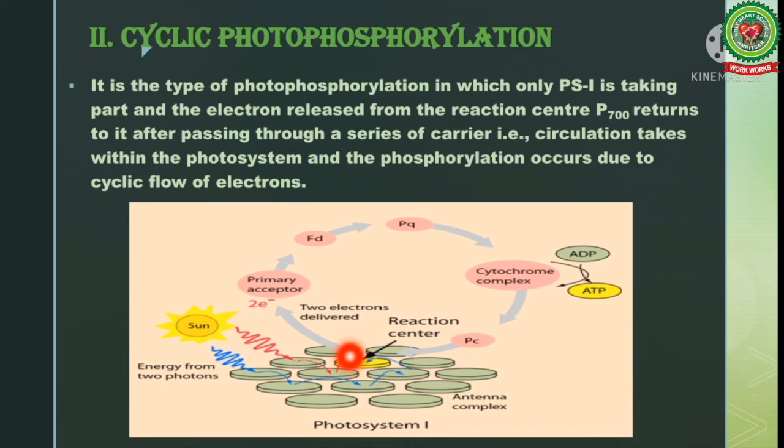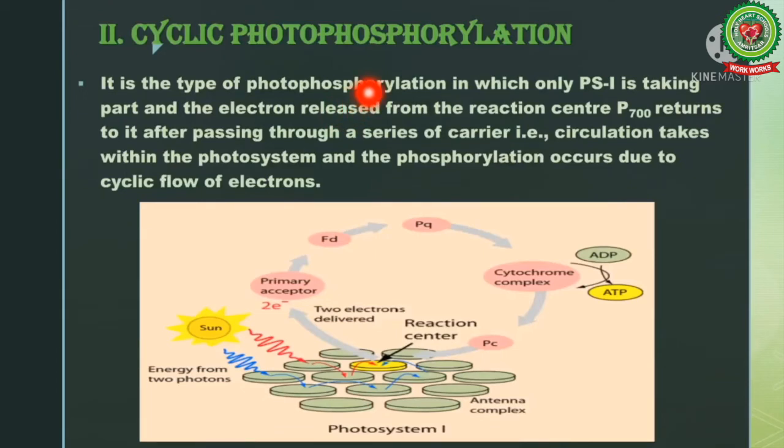The pigments of photosystem 1 absorb specific wavelengths of light beyond 680 nanometers and become photoexcited. After photoexcitation, electrons are released and transferred to the reaction center of photosystem 1. The electrons from P700 reach ferredoxin via A1, A2 and A3 as in the case of non-cyclic transport.